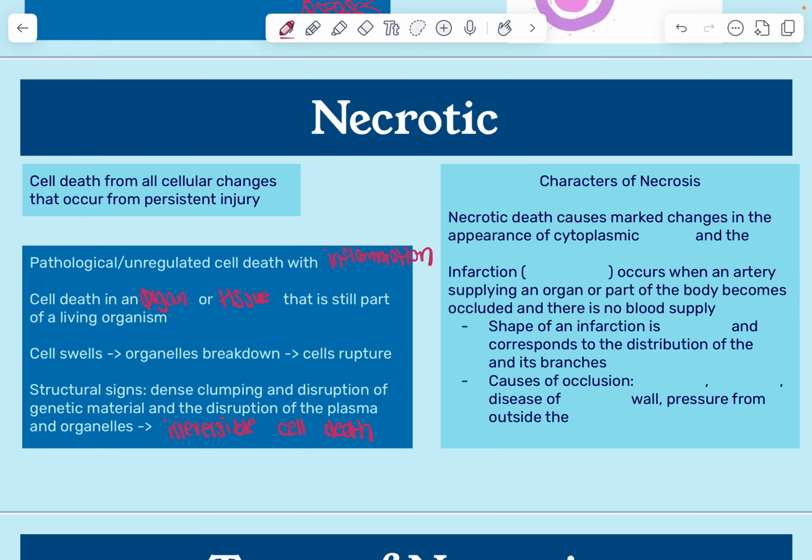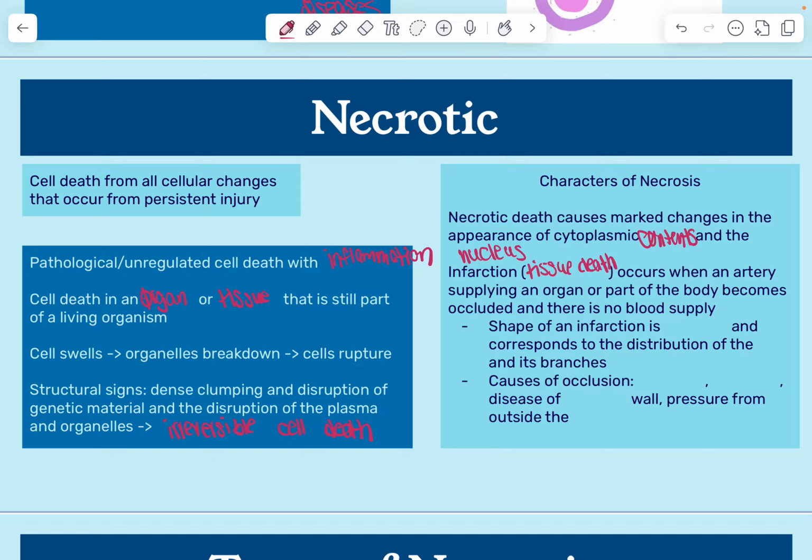Some of the characteristics of necrosis. So necrotic death is caused by marked changes in the appearance of cytoplasmic contents, as well as the nucleus. With this, infarction is going to occur, which is tissue death.